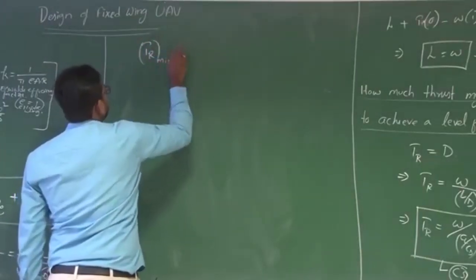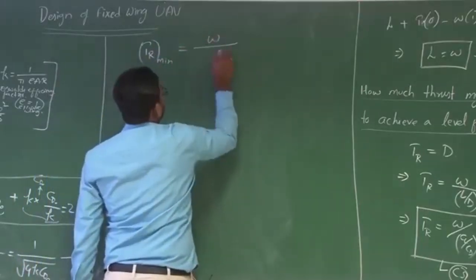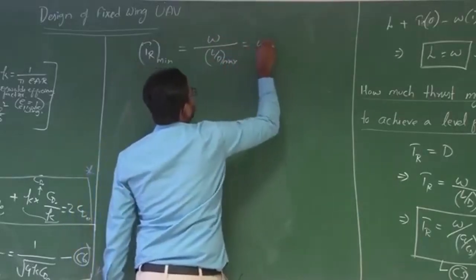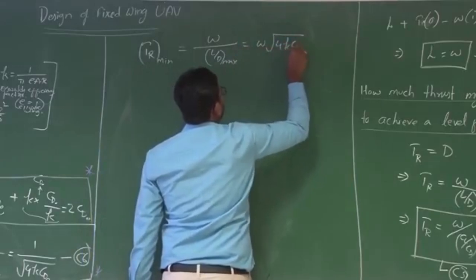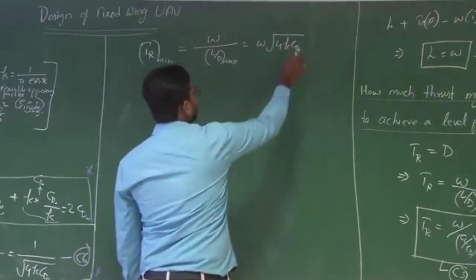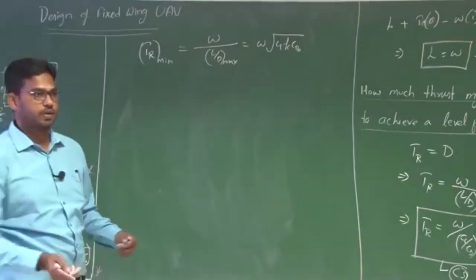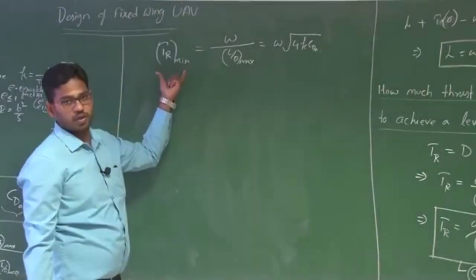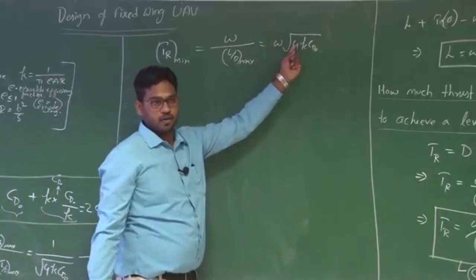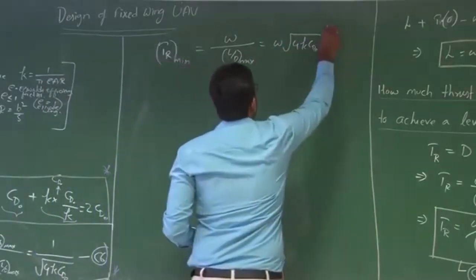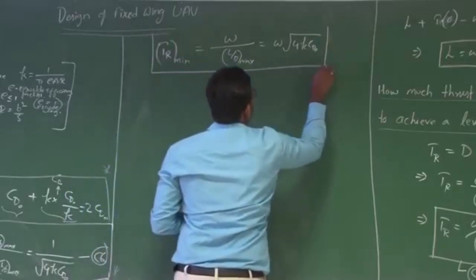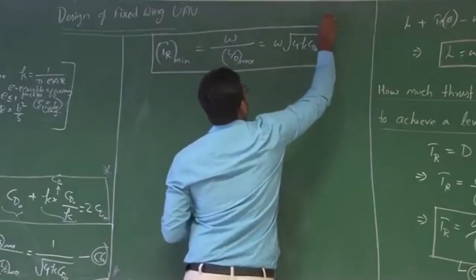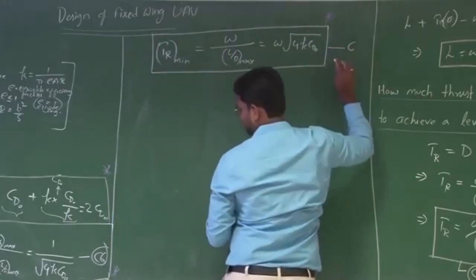minimum condition, right? This equals W by L by D max, which is CL by CD max. This equals W into root over 4k CD naught, right? If you know the profile drag of your aircraft, of your UAV, and if you know the induced drag correction factor, you will be able to find out the minimum thrust requirement of that system for a given UAV of weight W. This is your equation C7.